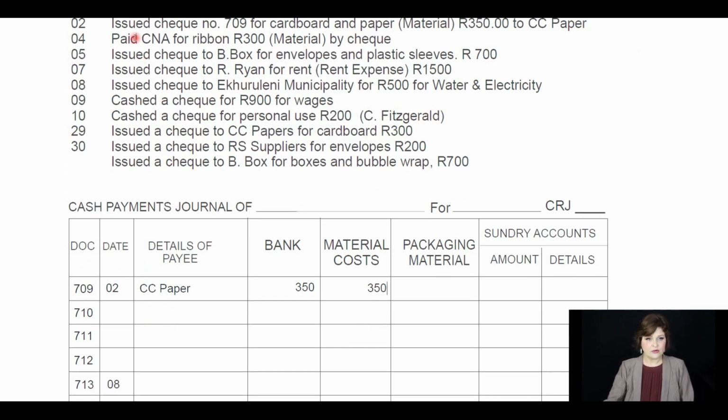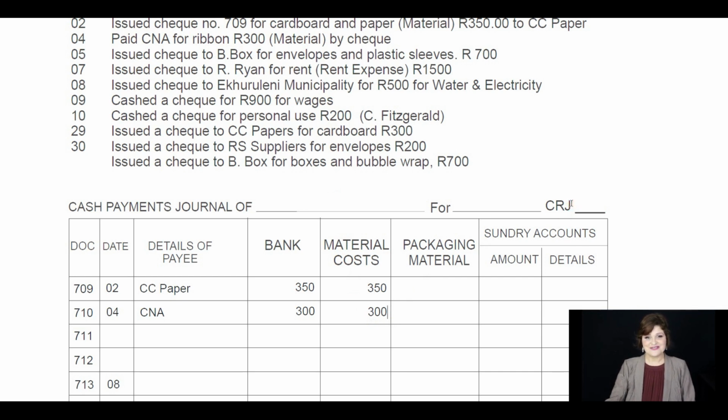Next transaction is on the 4th: paid C&A for ribbon, 300 Rand. We've allocated that to material costs and we paid by check. So the transaction on the 4th, the check number is the next one. Remember, they are in chronological order, so it'll be check number 710. The payee is C&A for the amount of 300 Rand, and we're allocating that transaction to material costs. We have it at the top here, so we fill in our 300 Rand.